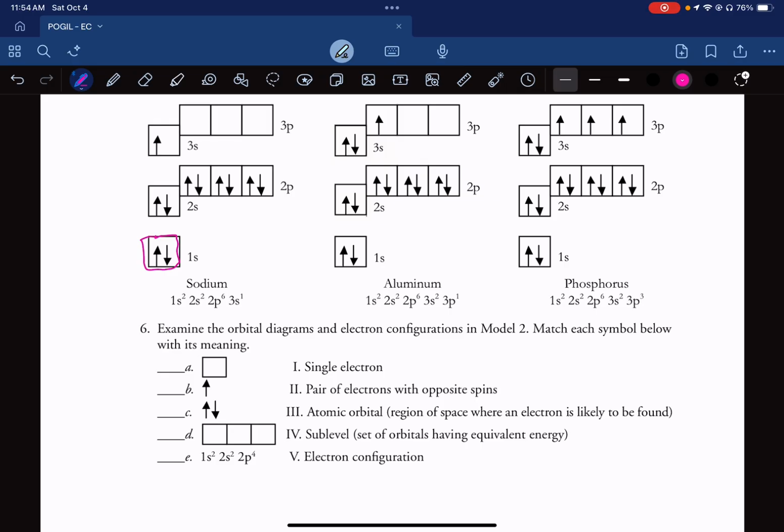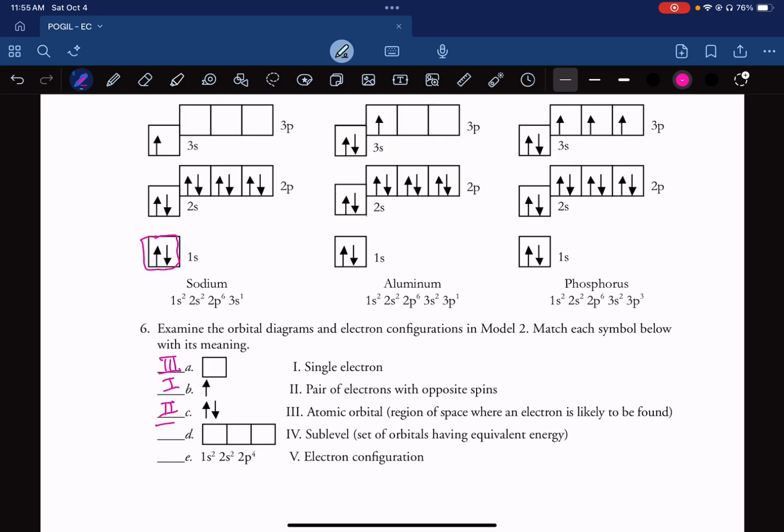So our choices are single electron, pair of electrons, atomic orbital, which is a region of space where an electron is likely to be found, sublevel, which is a set of orbitals having equivalent energy, and electron configuration. So our first box is an orbital, an atomic orbital. Okay. And then this would be a single electron, and this is a pair of electrons with opposite spins.